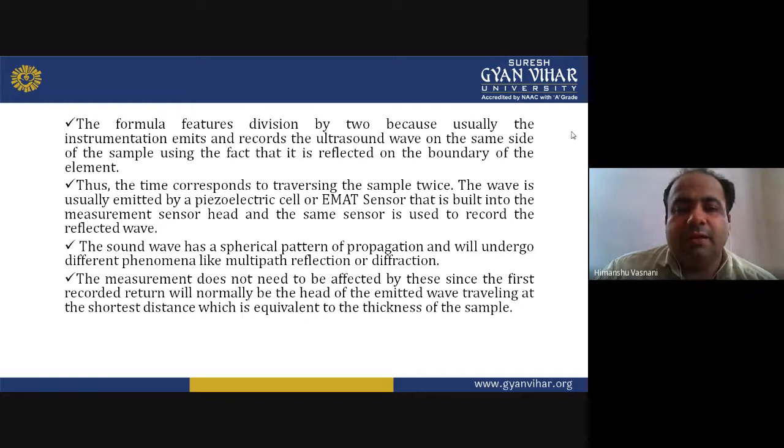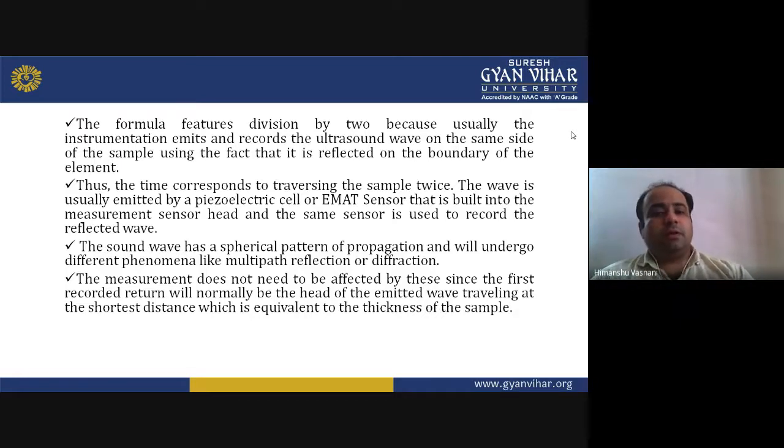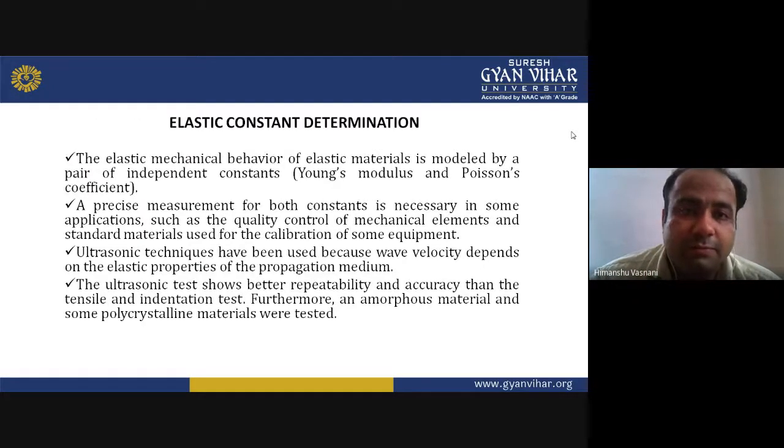The sound wave has a spherical pattern of propagation and will undergo different phenomena like multipath reflection or diffraction. So the measurement does not need to be affected by these, since the first recorded return will normally be the head of the emitted wave traveling at the shortest distance, which is equivalent to the thickness of the sample. So in this way they are processing the measurements of this workpiece.